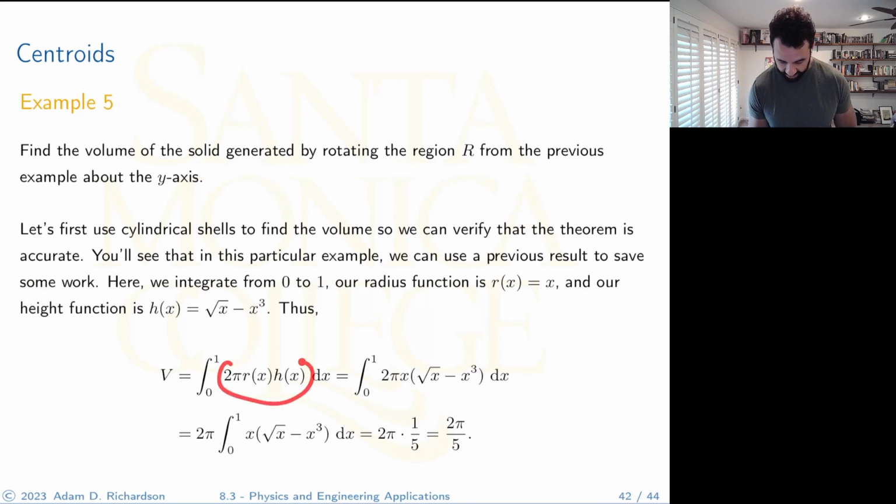By the way, this cylindrical shell formula hopefully looks a little bit familiar to you now because it's 2 pi r h. Cylindrical shells, because it's 2 pi r h.